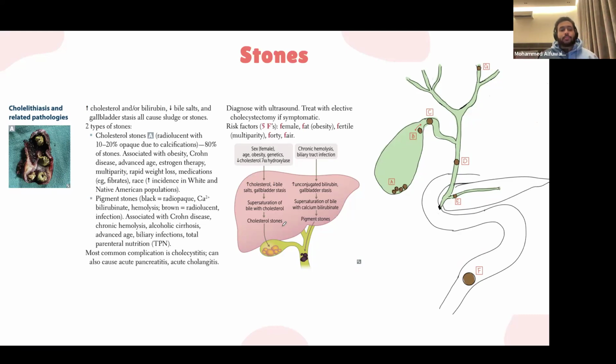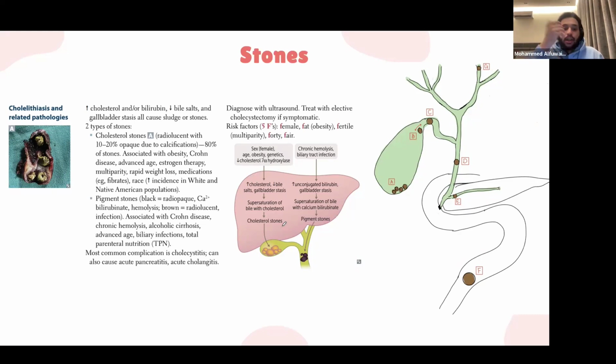You have the other type, which is pigmented stones, which are either black or brown. Black is associated with hemolysis, hemolytic anemias. Okay, and we discussed how it can cause stones in heme-onc. Basically it's because of high bilirubin, and we discussed it also here. The other one is brown stones, which are because of infection.